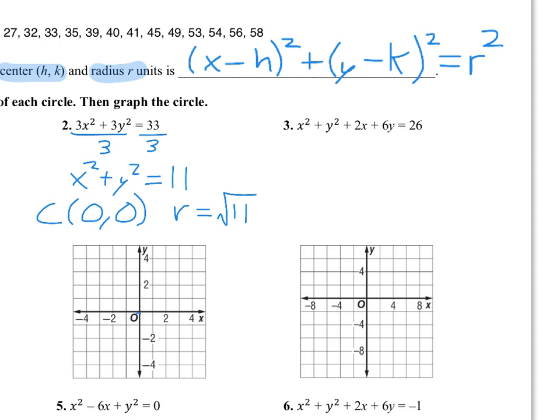Alright, so we graph the center, and from there we want to go radical 11 up, down, left, and right. So the square root of 9 is 3, the square root of 16 is 4, so the square root of 11 is somewhere between 3 and 4. So I'm going to go up 3.5, and the same distance down, to the left, and to the right.